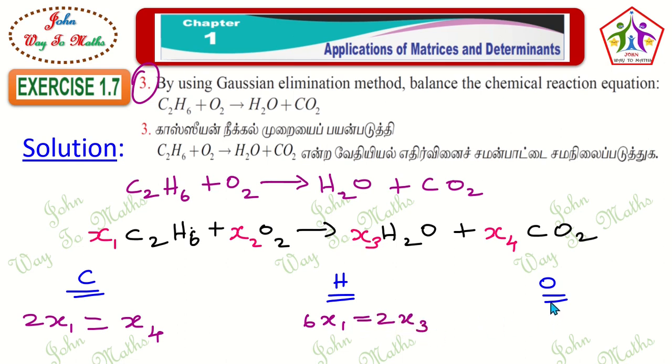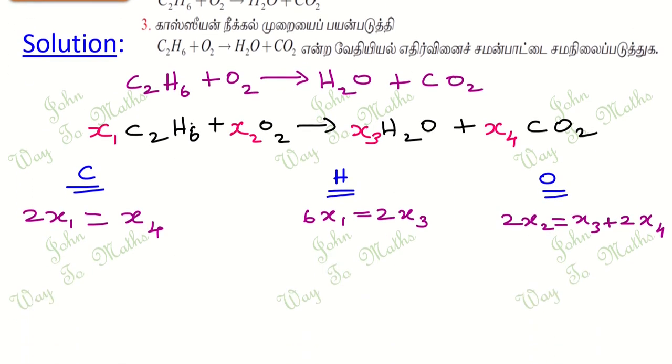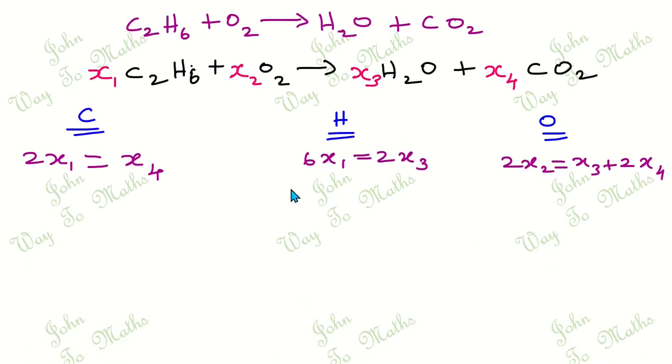So next I'm going to equate oxygen. So here there are 2 oxygens, so 2 times x2, which is equal to 1 times x3 plus 2 times x4. In hydrogen I'm going to divide it by 2 because the common term is 2. So 3 twos are x1, and here we can give x3.